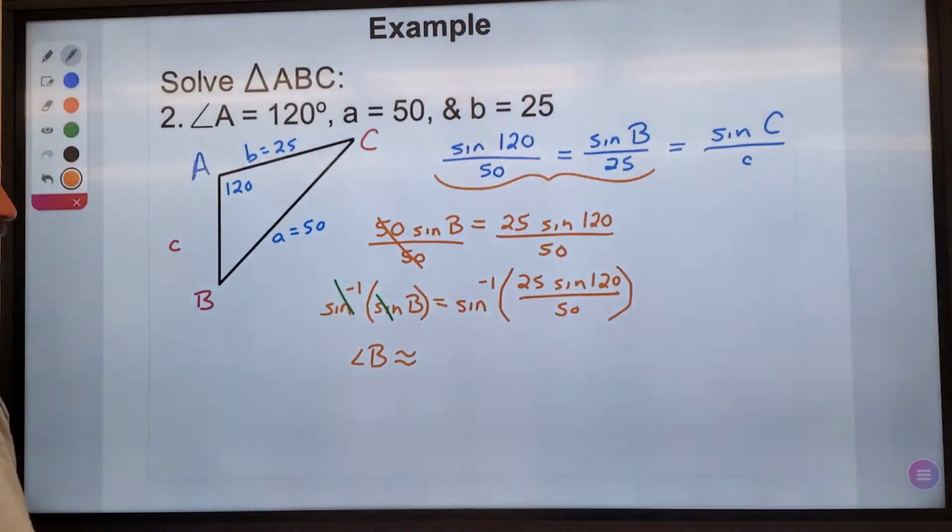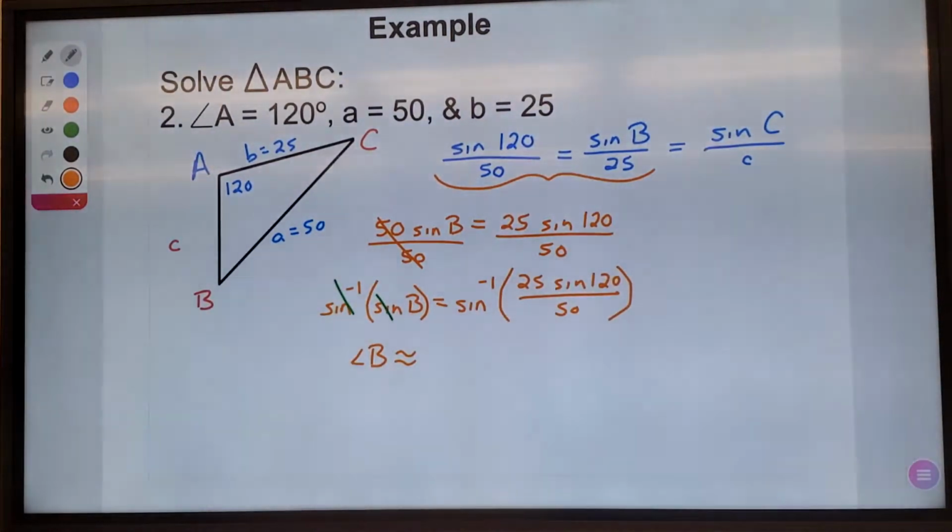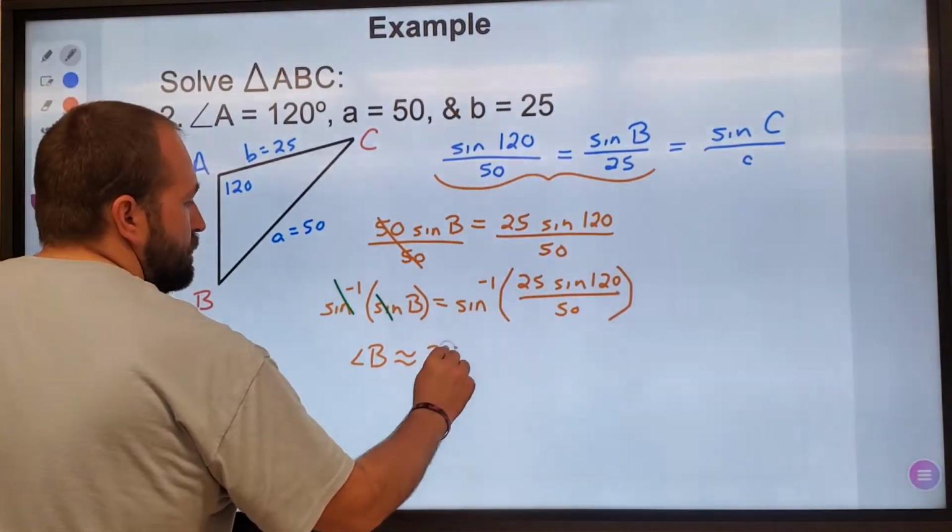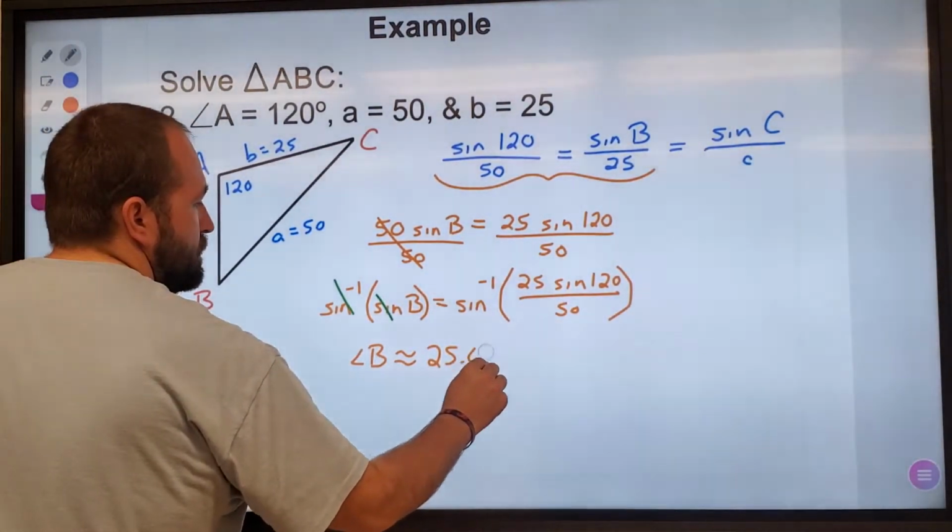When you're plugging things in like that right-hand side, it can get kind of difficult depending on what type of calculator you have. So make sure you're able to do this correctly. You should end up with angle B being approximately 25.66 degrees.